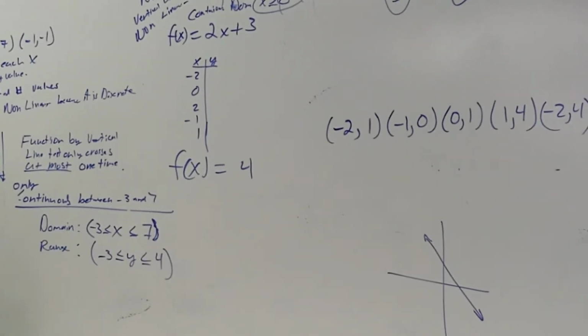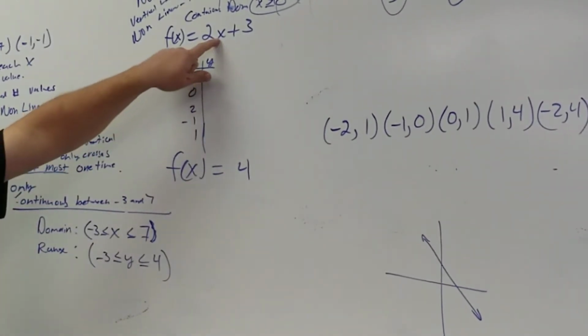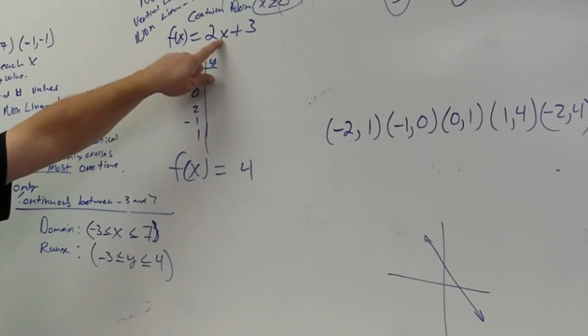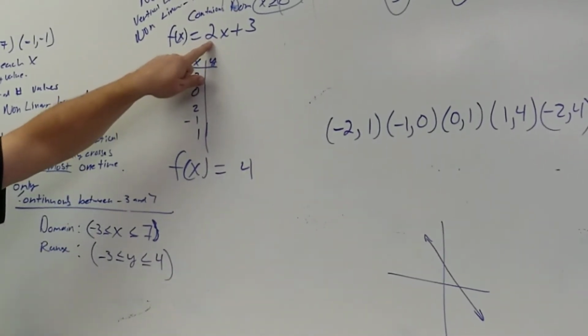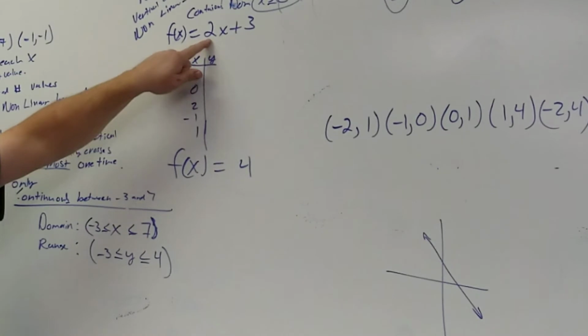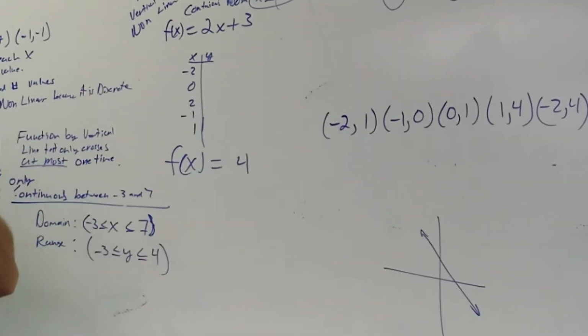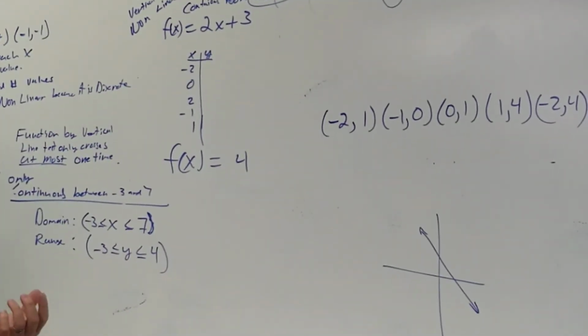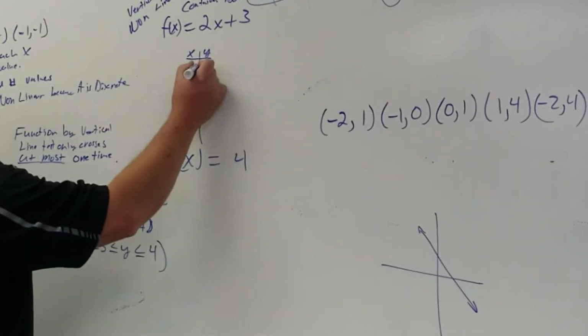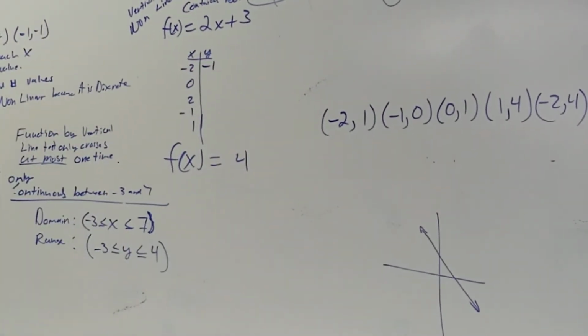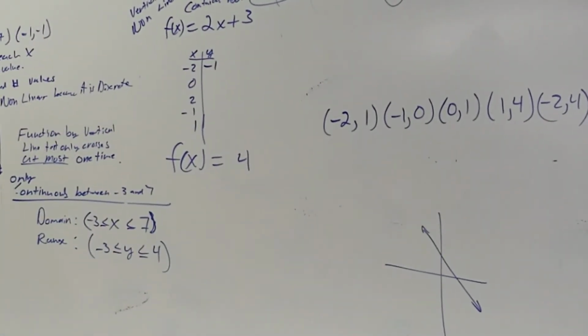Good. Did everybody see how he did that? He put in the -2 for the x, and he said, all right, I got -2 times 2, which is -4. And then he said +3. So -4 plus 3 is what? -1. So that's the value when you plug in -2. Everybody with me so far?